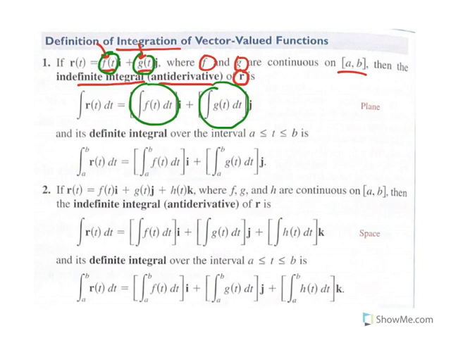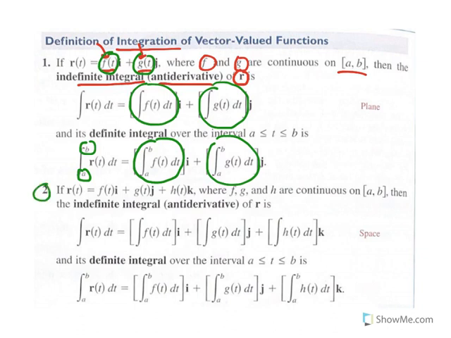The definite integral is found in the same way. To find the definite integral of a vector-valued function from a to b, you would find the definite integral of each component function from a to b, and then multiply by their respective standard unit vectors i and j.